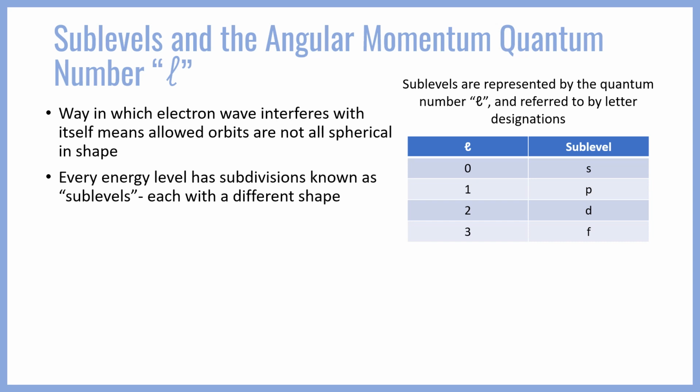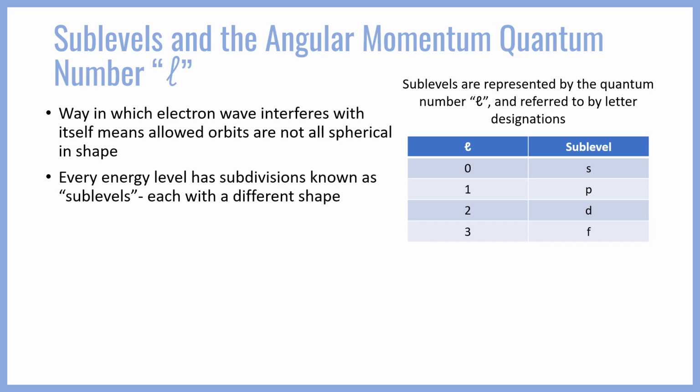So for example, an L equals 0 sublevel would be named an s sublevel. An L equals 1 sublevel is a p sublevel. L equals 2 is d, L equals 3 is f. And those are the most common ones that you will see in an atom. In theory, there can be more, but these are the only ones that matter in terms of chemistry.